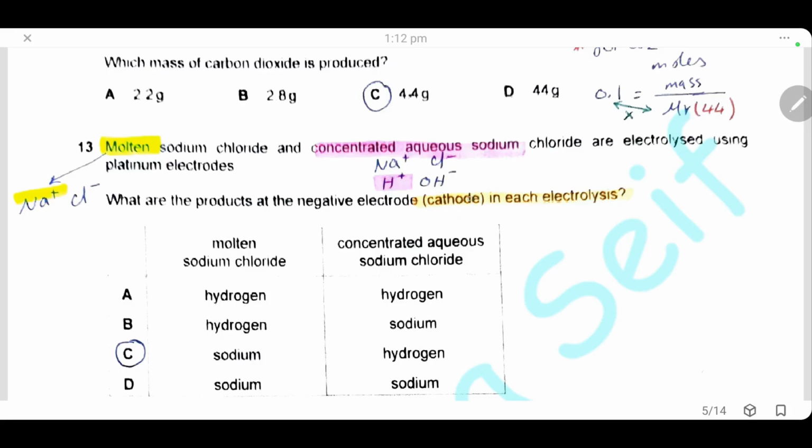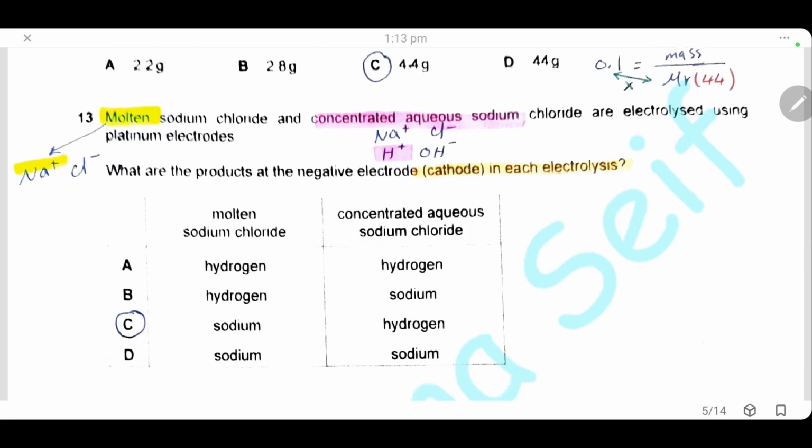Here he wants only the product at the negative electrode, only at the cathode. So in the case of molten sodium chloride, sodium has a positive charge, so it will be attracted to the cathode. The answer for molten sodium chloride will be sodium.